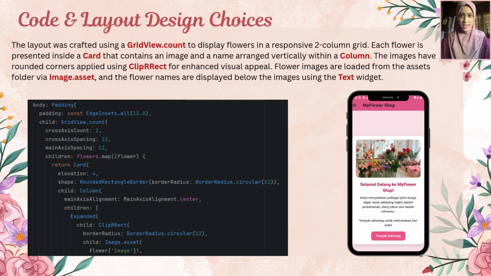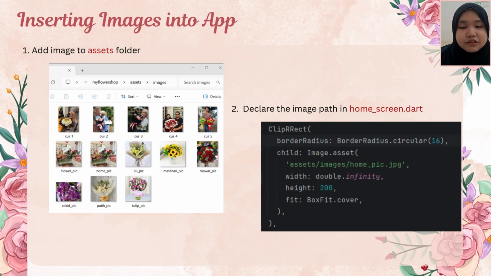Code and layout design. The layout was designed using GridView.count, which displays the flowers in a responsive 2-column grid. Each flower is shown inside a card that contains an image and a name arranged vertically using a column. The images have rounded corners applied through ClipRRect to enhance visual appeal. Flower images are loaded from the asset folder using Image.asset, and the names are displayed beneath the image with the Text widget.